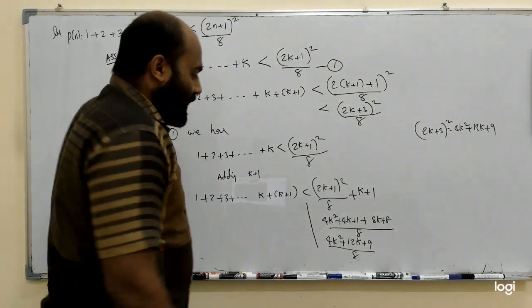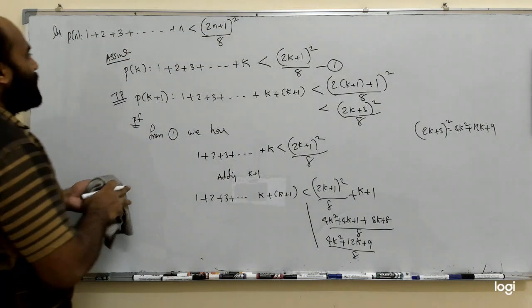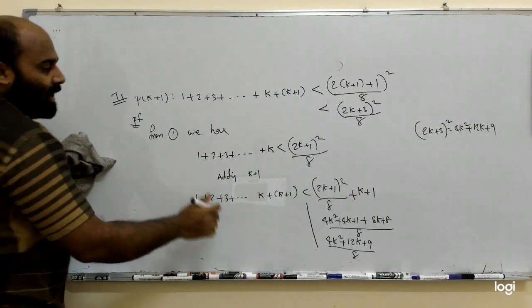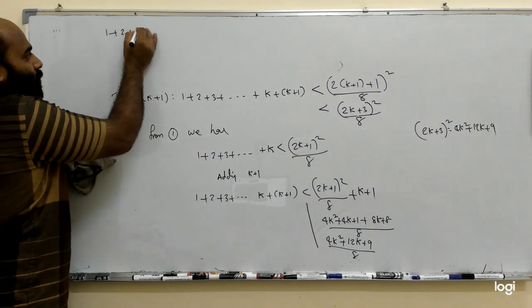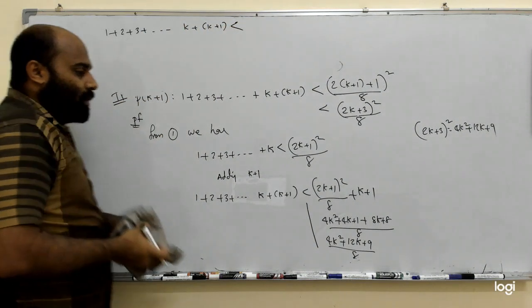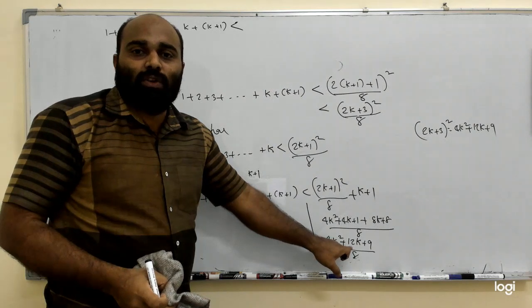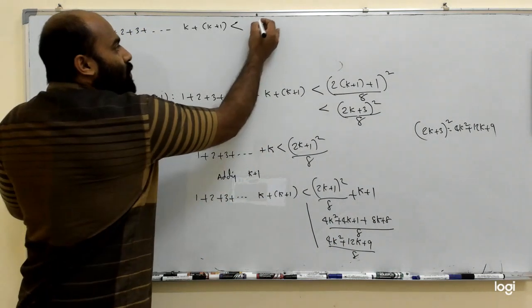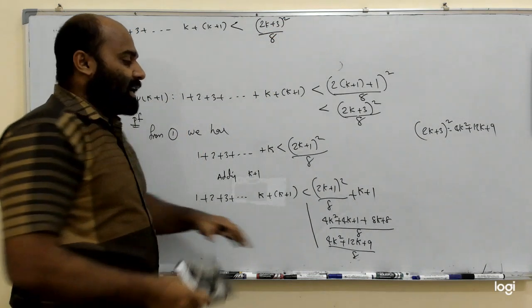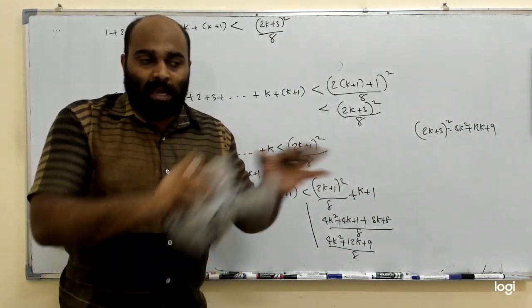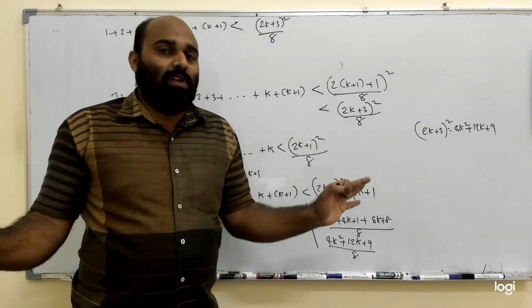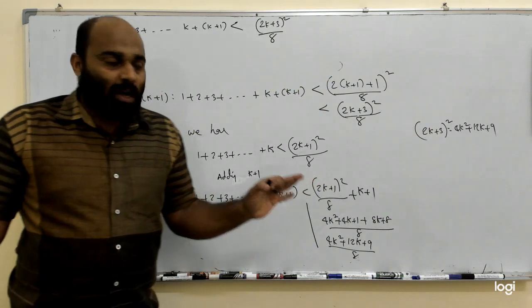So what can we write after this step? Sorry, I am writing here. After this step, what can we write? Left side is the same thing only: 1 plus 2 plus etc. plus k plus 1 less than, what is this actually? It is the expansion of (2k plus 3) whole square. So we can write that (2k plus 3) whole square by 8. Directly we wrote. What I told you in the beginning, adding and subtracting, I didn't use so far. If it is needed at that time, we'll see. I hope you understood this part. I hope this is clear.